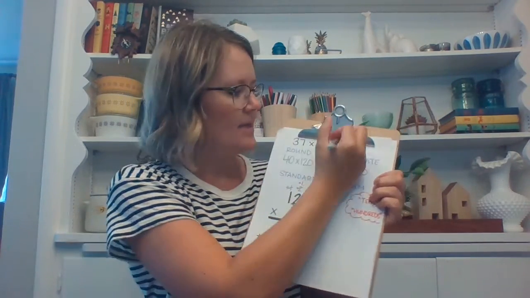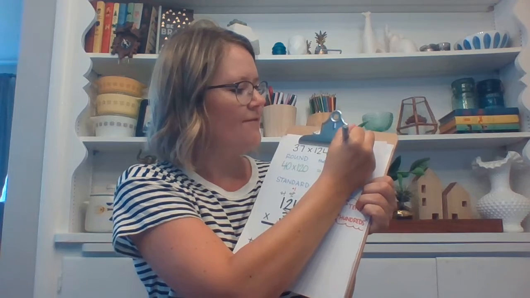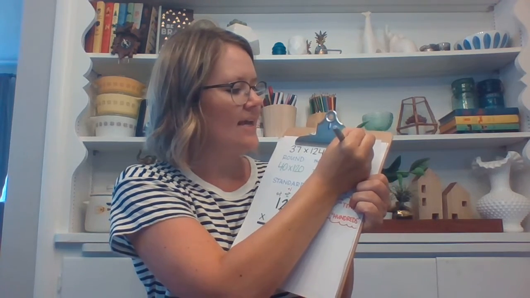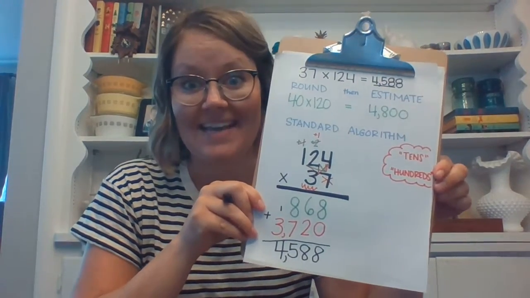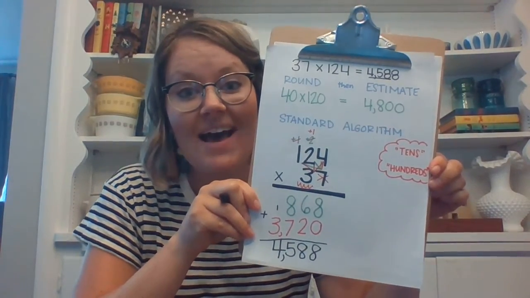All right, so 37 times 124 is 4,588. All right, I would encourage you to watch this again, especially if you get stuck on some of those steps.